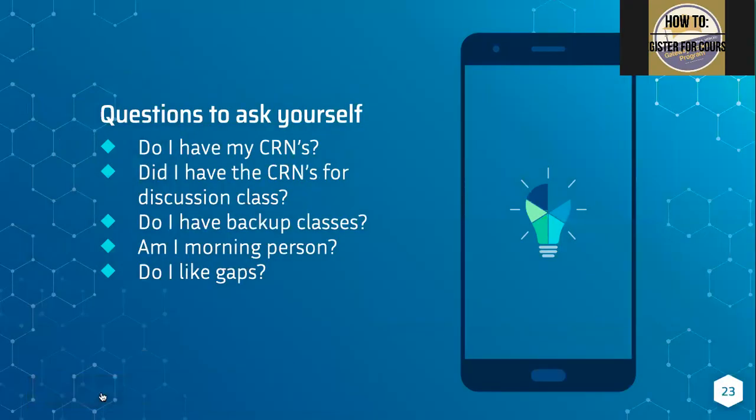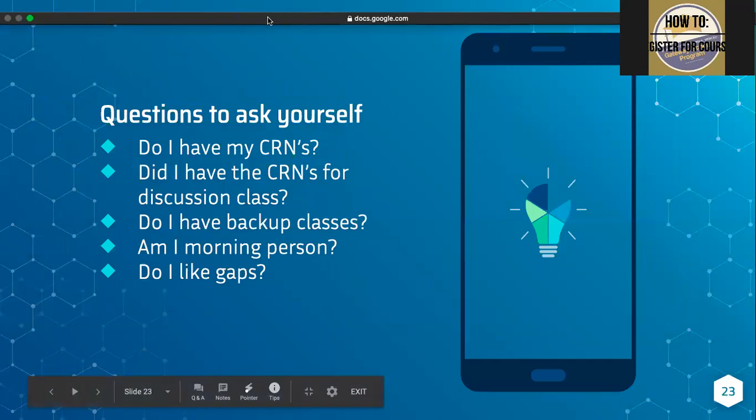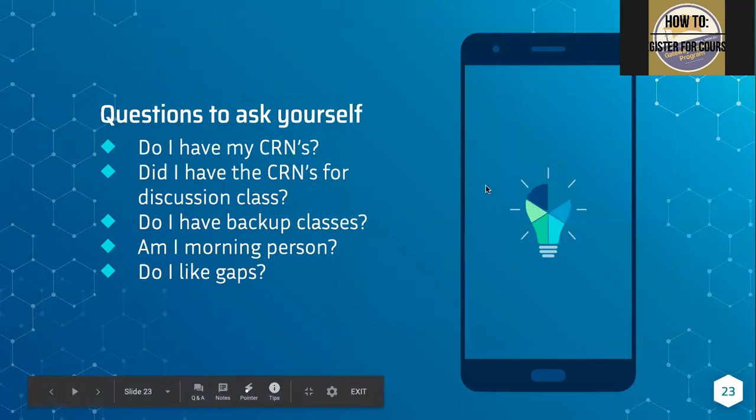Questions to ask yourself. Okay, so before you even register, before the date comes that you're finally going to put in your classes and sign up, first ask yourself, do I have the CRN codes? Are they written down correctly? Because if you don't write it down right, it's not going to let you submit it.